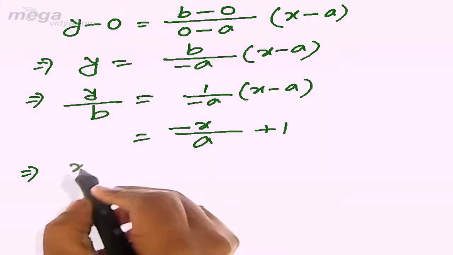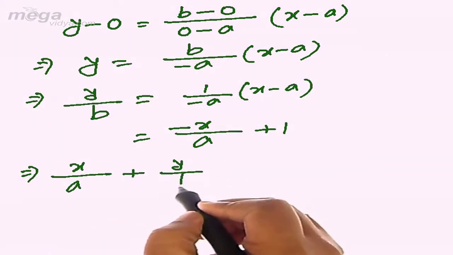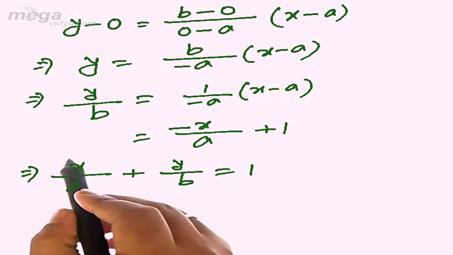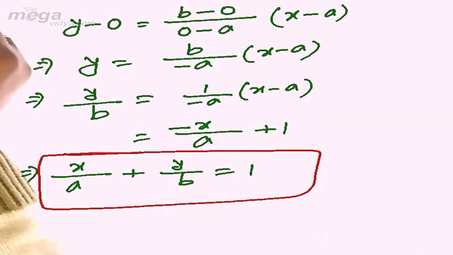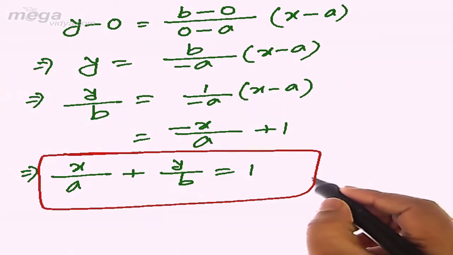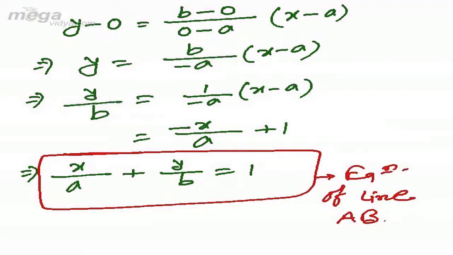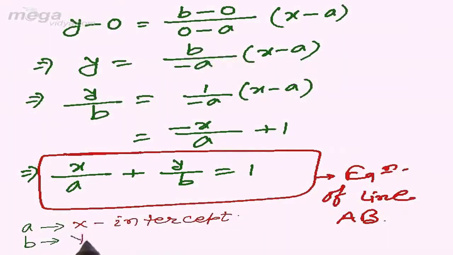So finally you will get x upon a plus y upon b equal to 1, which is the required equation of straight line AB, where a is called the x intercept and b is called the y intercept.